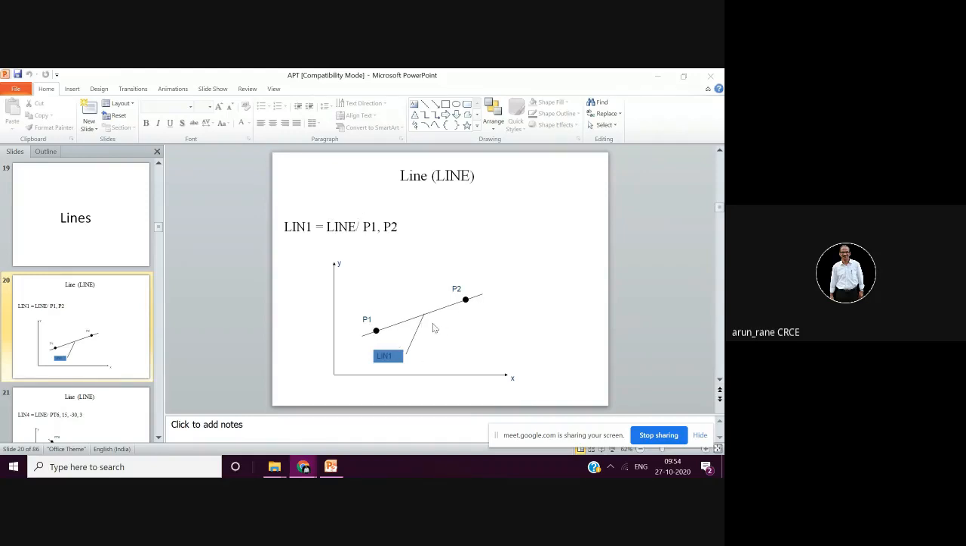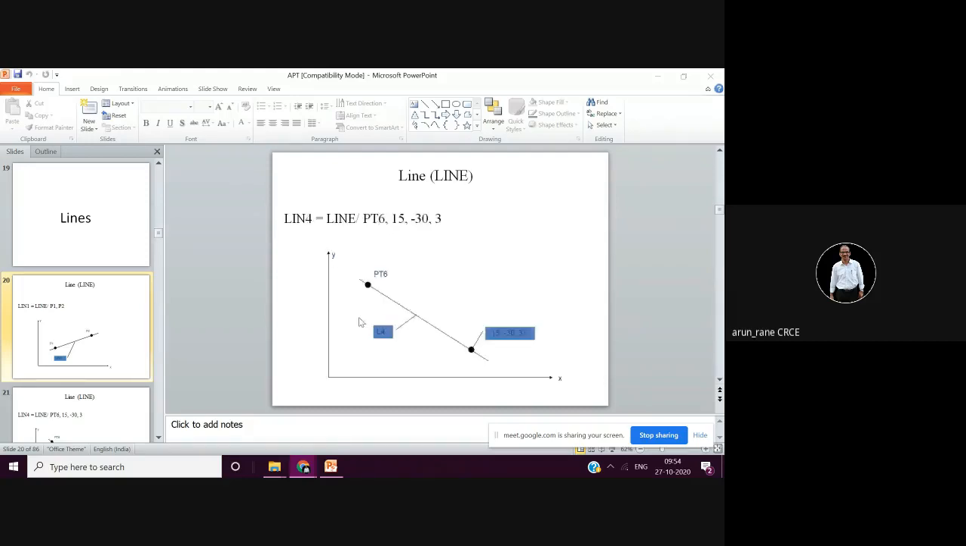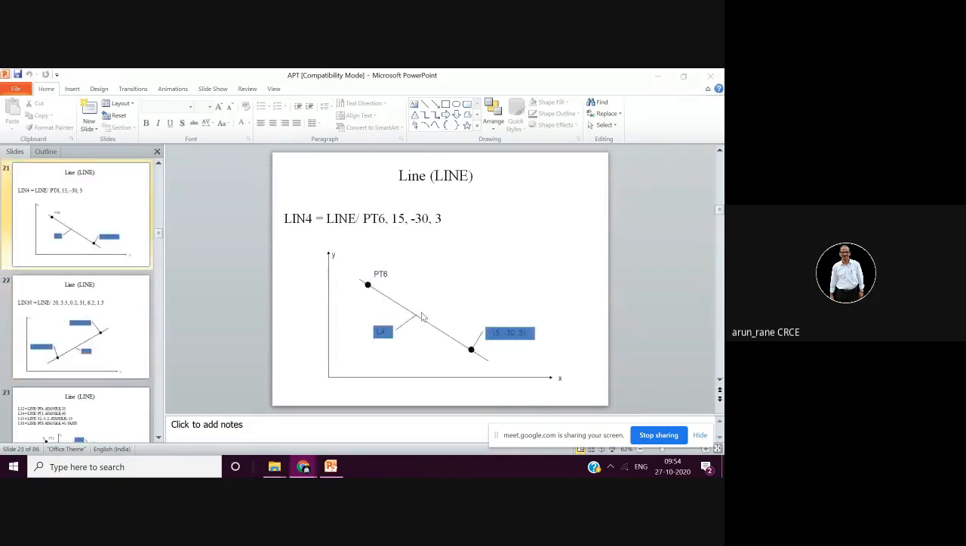Alright, line 1, and ensure that P1 and P2 have been defined beforehand. This is now line 4. Now here, how is it defined? Line 4 is a line which is passing through this point 6 and it is passing through this point. So there are two ways. Either you define this separately before, that is point 6, and you say point 7 is equal to 15, minus 30 and 3, which is much better.